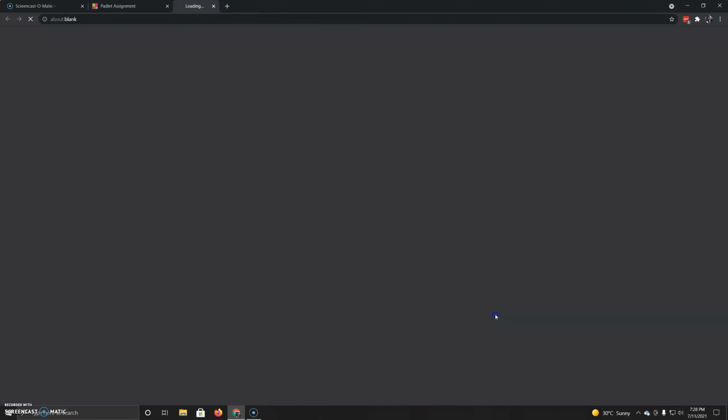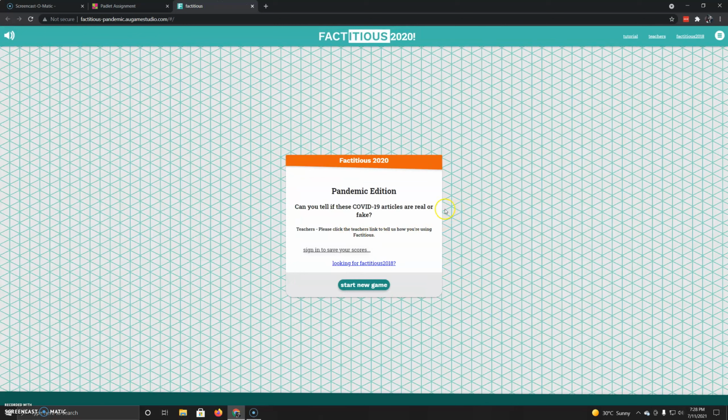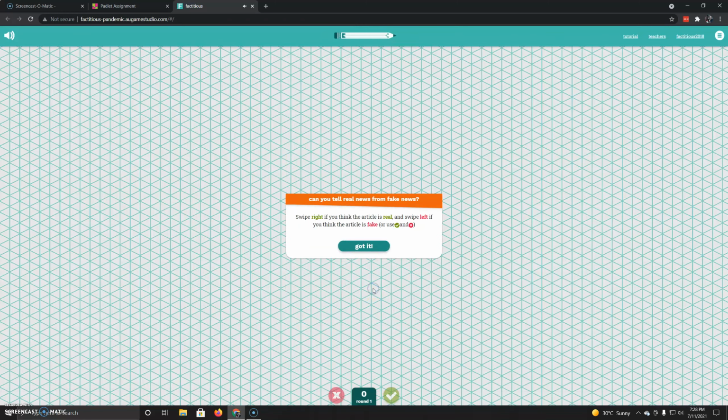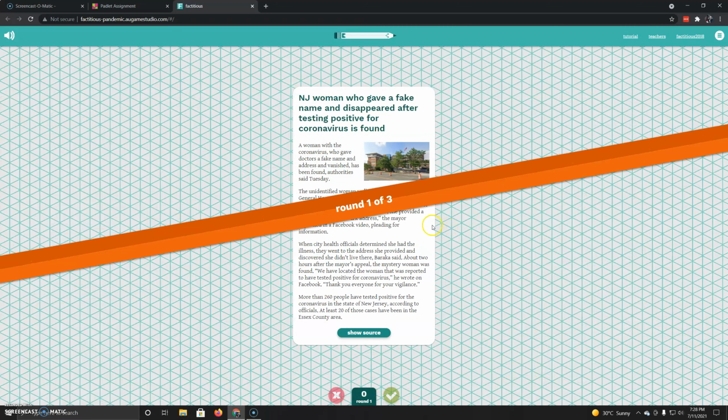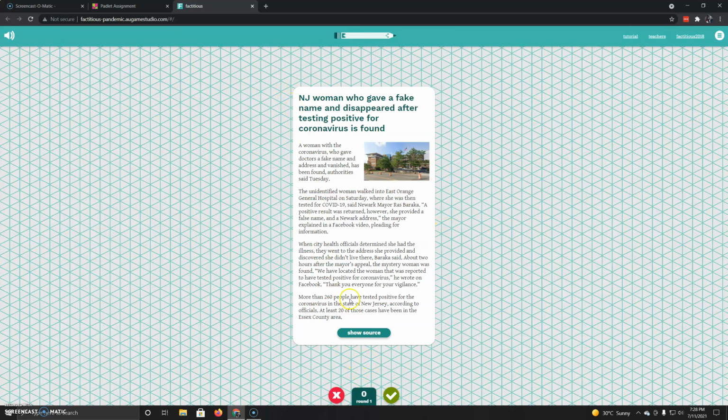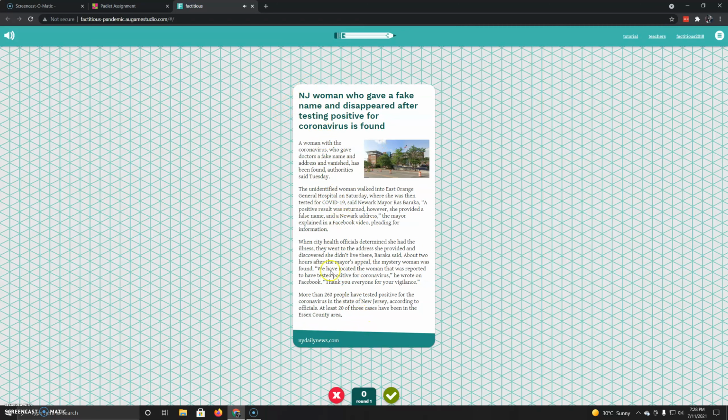We also have Factitious, which is a game. The Factitious 2020 is centered around the COVID-19 pandemic, and you look at different news articles about the pandemic and determine based on the headlines and the reading and the sources if you think that it is real or fake.